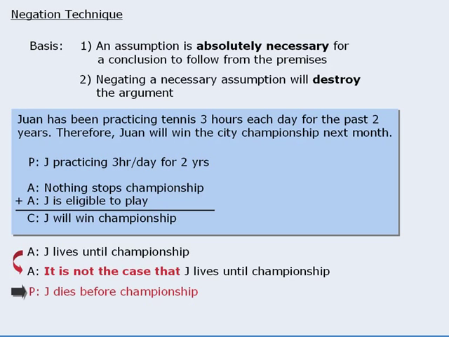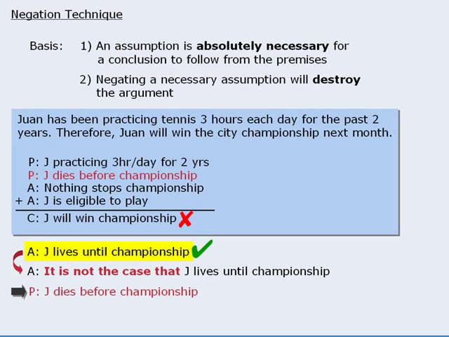Now notice what happens when we insert the negated assumption into the argument as a premise. Well, if Juan dies before the championship, there is no way that he can win the championship. So when we add the negated assumption to the argument, it destroys the conclusion. Since the negated assumption destroys the conclusion, we must need the original assumption to be true. As such, we can see that this assumption is absolutely necessary for the conclusion to follow from the premises.